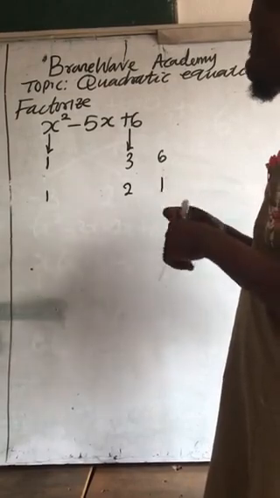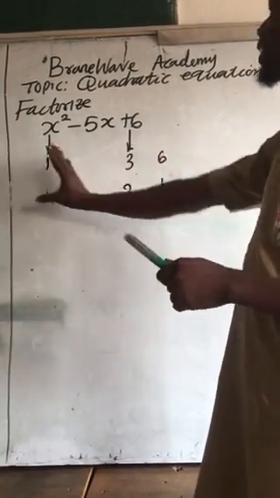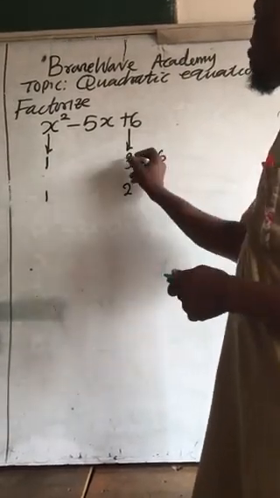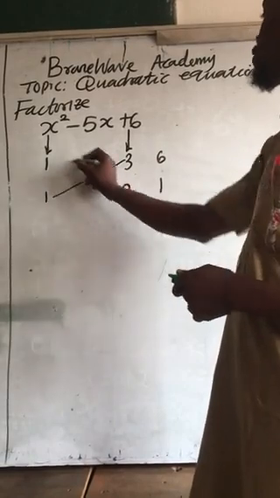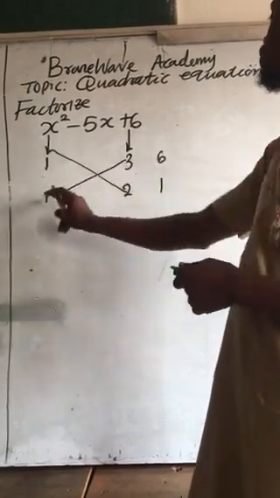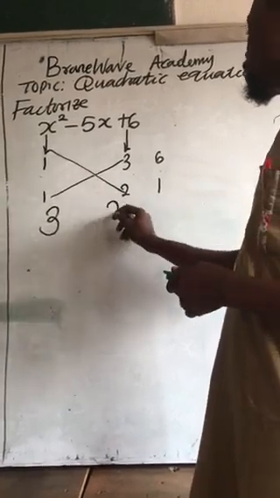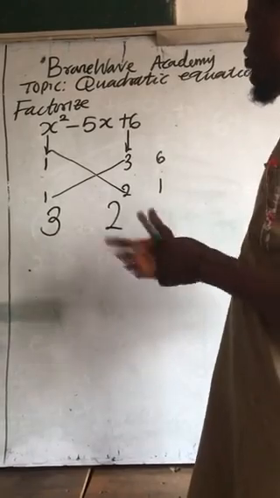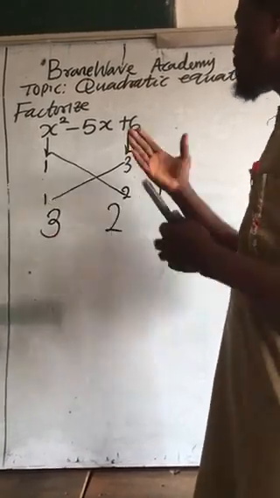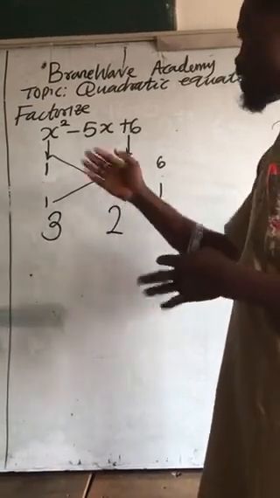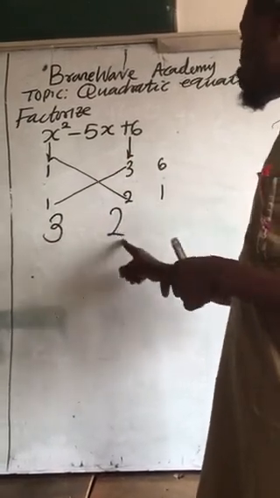I'll try these 2 factors of 6 with this. So what am I going to do? I'm testing 3 and 2 first. If I cross multiply, 3 times 1 is 3, and 2 times 1 is 2. Then I'll check: can I multiply this 3 and 2 to have 6? And when I subtract or add 3 and 2, I'll have 5. Let's see, 3 plus 2 is 5.